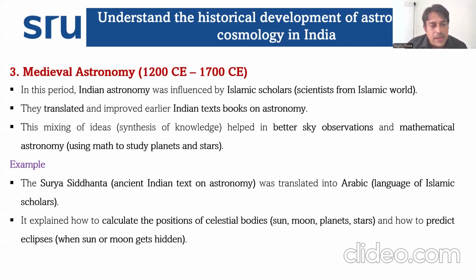Next, that book also explained how to calculate the positions of celestial bodies. What are the celestial bodies we have? Such as the sun, moon, planets, stars, and how to predict eclipses also. How to predict eclipses was also studied by our Islamic scholars in the medieval time.